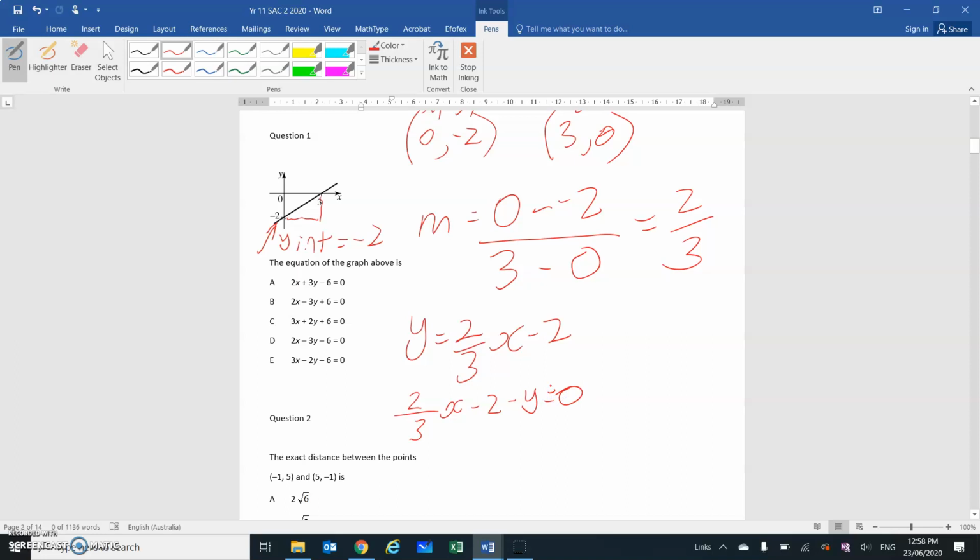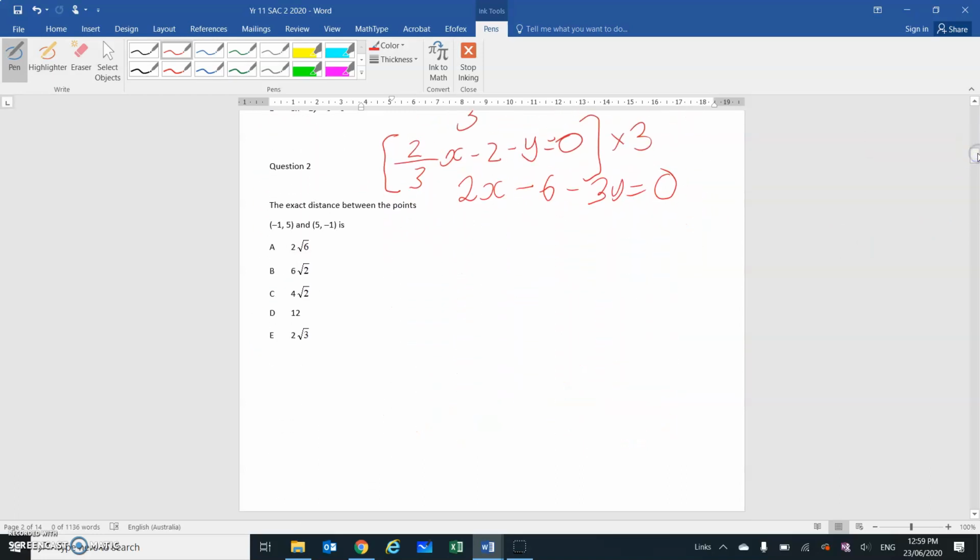Still doesn't look like one of the options. I can see the x terms here all do not have a fraction in front, so I'm going to multiply this whole thing by 3. The reason I'm multiplying by 3 is because I want to get rid of that 3 at the bottom, and that will give me 2x minus 6 minus 3y equals 0. And if you have a look, that corresponds to D, just written in a different order.